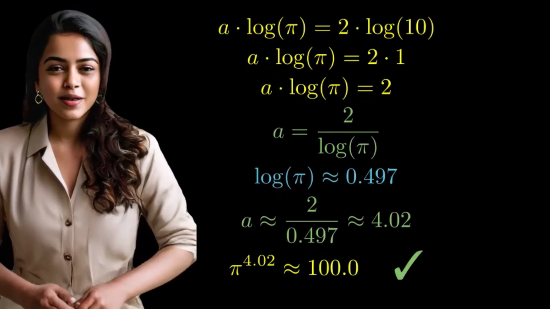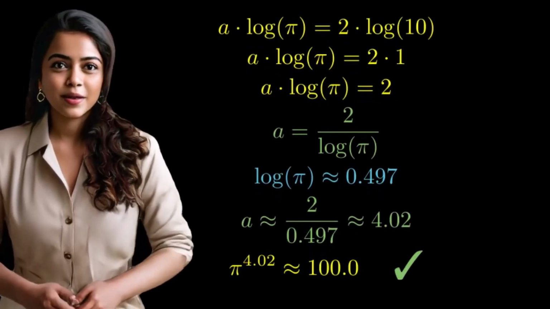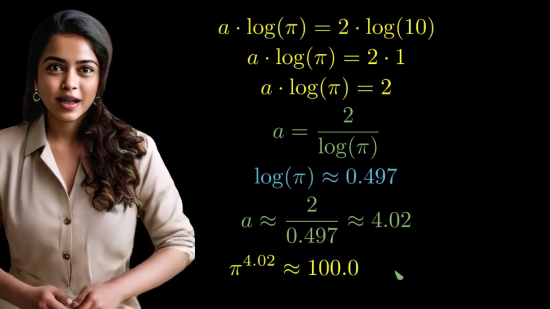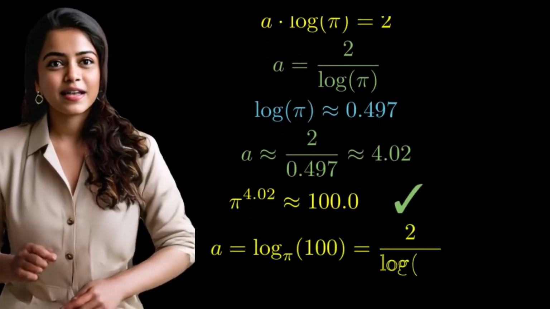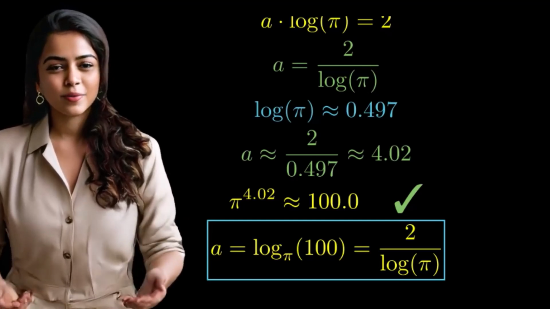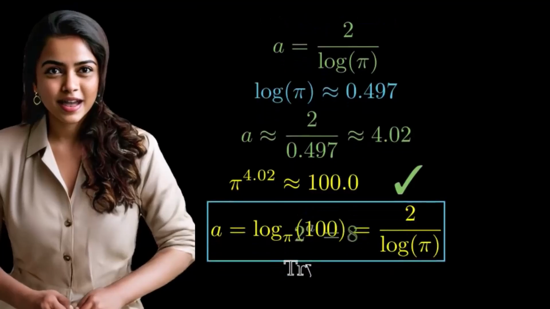Let's check. Pi to the 4.02 is approximately 100.0. Yes, math is awesome. Remember, x is just log of 100 divided by log of pi, and log of 100 equals 2. Now you try.